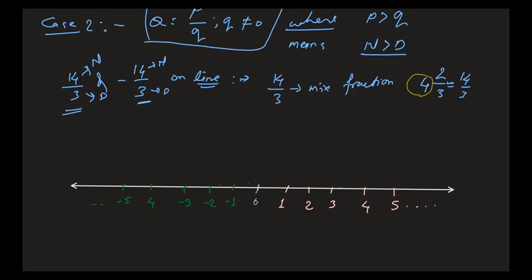So from 0 on the right hand side, because I'm taking this 14 by 3 as positive, so this 4 is also positive. So on the right hand side of 0 we are going the positive way. So from 0 to 1, this 2, this 3 and this 4. Okay, so 4, we have already come here. So this is the first whole part.